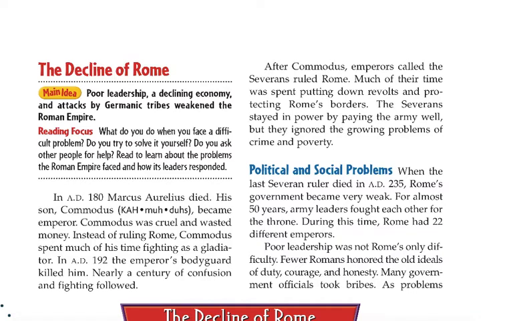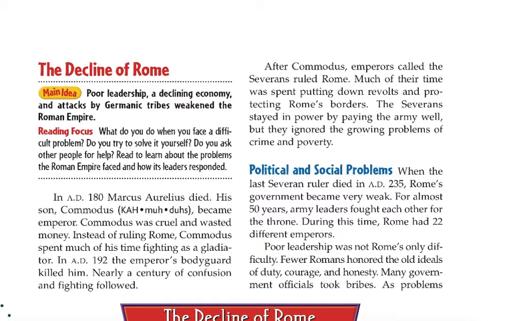Nearly a century of confusion and fighting followed. After Commodus, emperors called the Severans ruled Rome. Much of their time was spent putting down revolts and protecting Rome's borders. The Severans stayed in power by paying the army well, but they ignored the growing problems of crime and poverty.